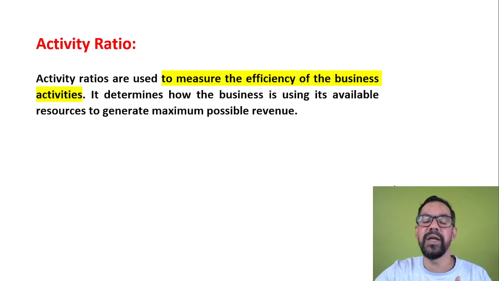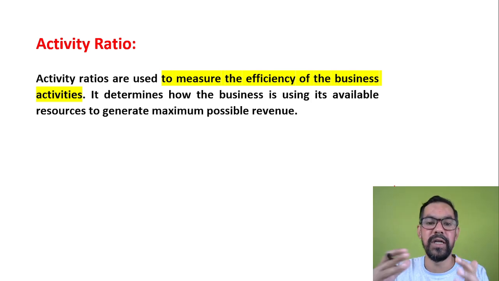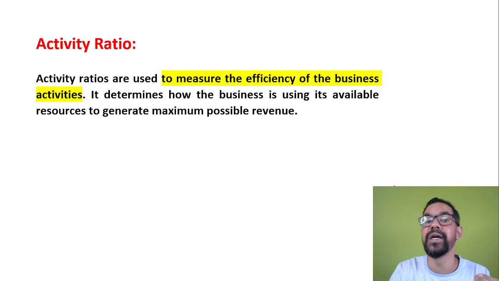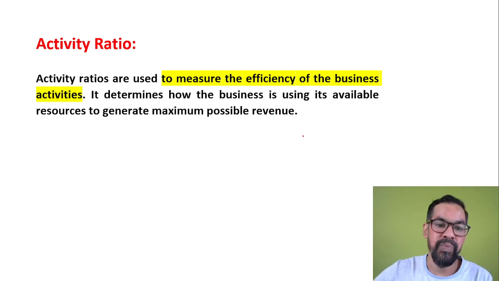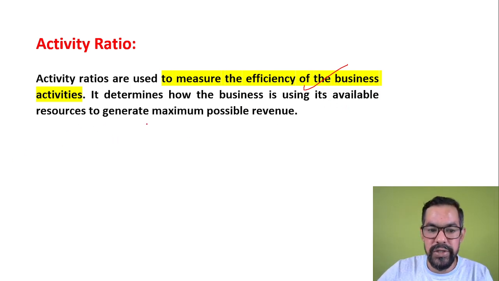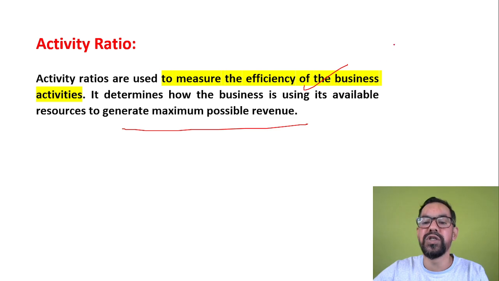Next one, the activity ratio, which is related to the overall functionality of any business. How efficiently they are using their resources is part of the activity ratio. Activity ratios are used to measure the efficiency of business activities. They determine how the business is using available resources to generate the maximum possible revenue.